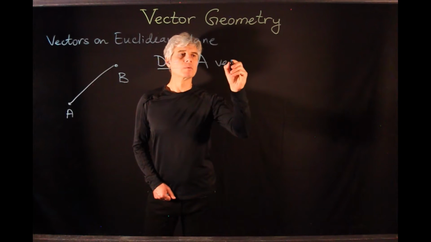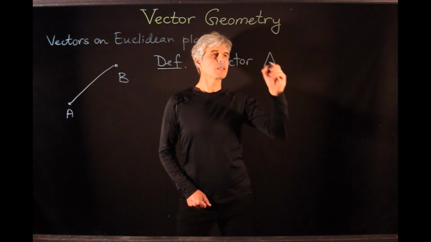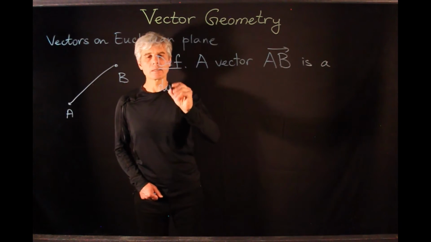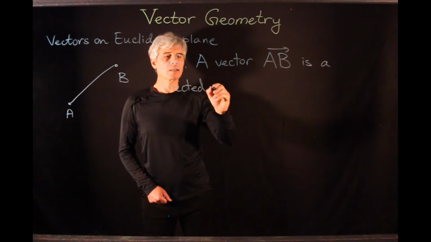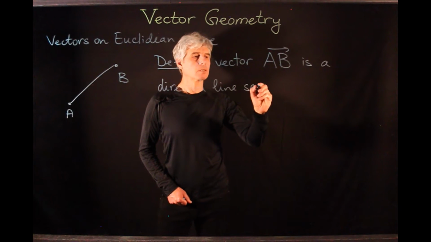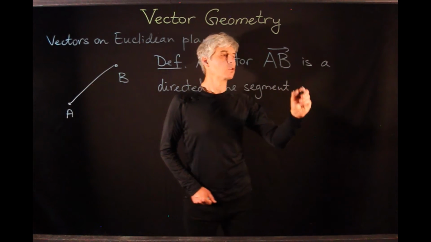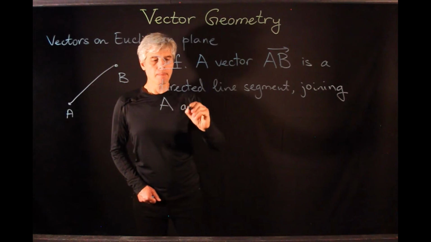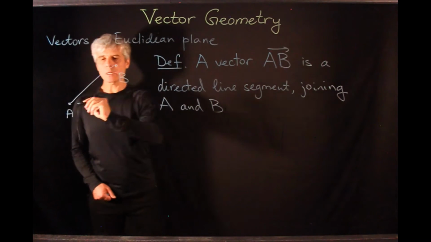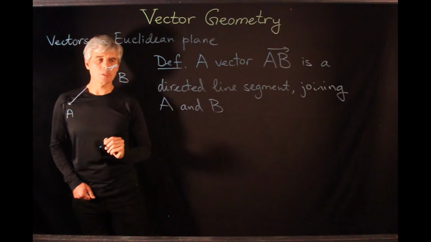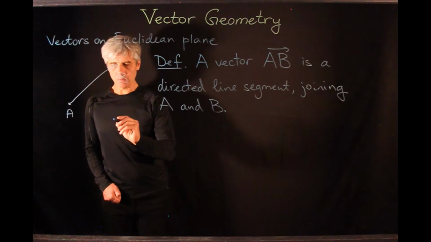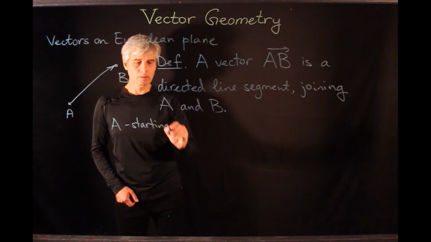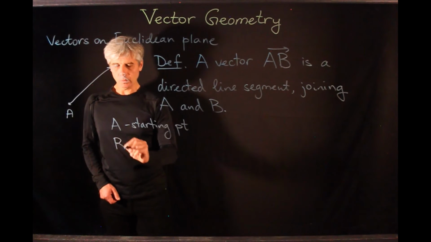A vector, that we will write AB, is a directed line segment joining A and B. So here we take this line segment and assign a direction to it. Now, A here will be called the starting point of a vector, and B will be the end point.